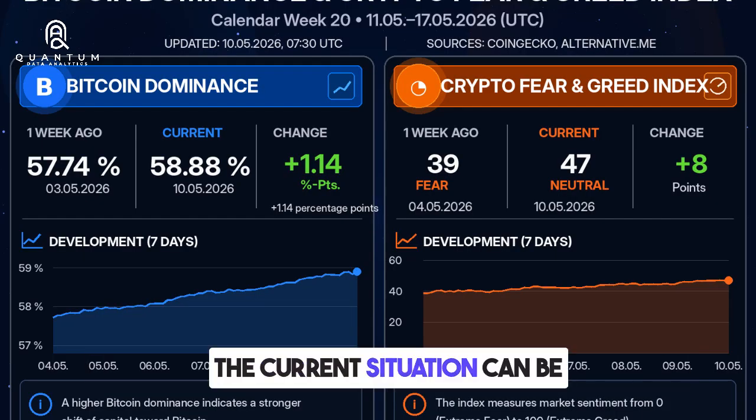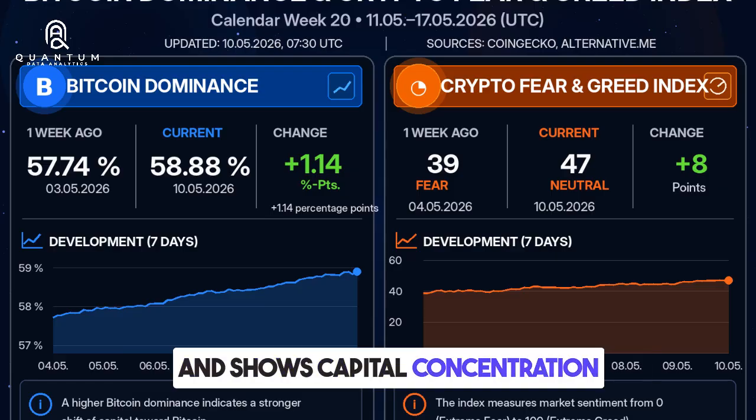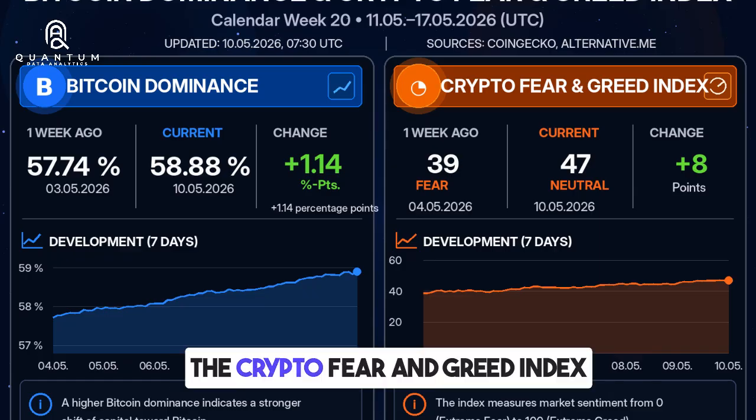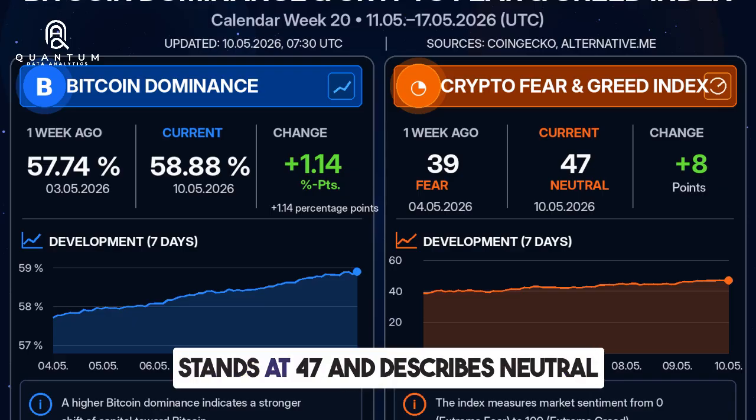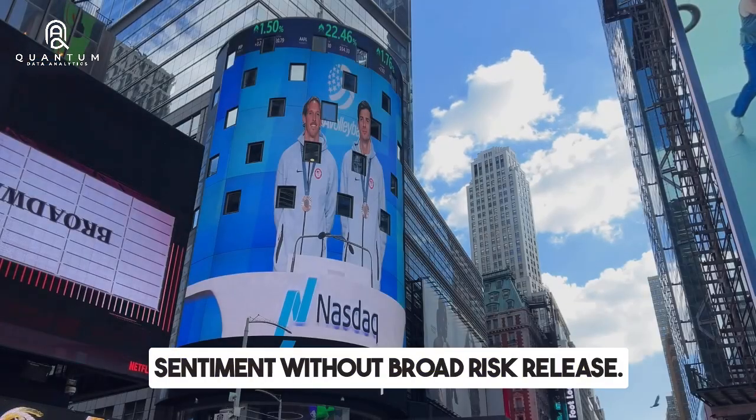The current situation can be summarized by two markers. Bitcoin dominance stands at 58.88% and shows capital concentration in the most liquid market segment. The Crypto Fear and Greed Index stands at 47 and describes neutral sentiment without broad risk release.